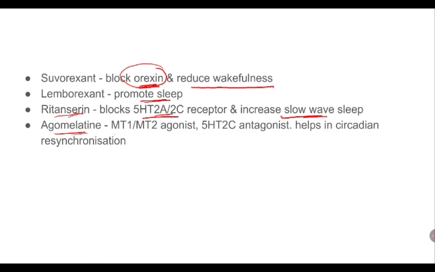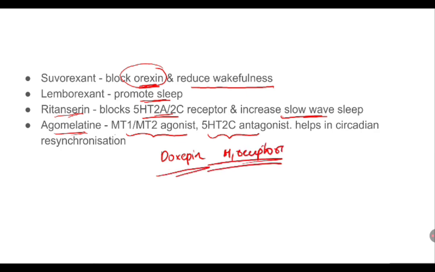It has dual action: agonist action at MT1 and MT2, and antagonist action at 5-HT2C receptors. This also helps in circadian resynchronization. So all these drugs are used as sedative hypnotics, along with one more drug, doxepin, which inhibits the H1 receptor and induces sleep or sedation. Okay, so I hope this session was helpful to crack sedative hypnotics, and we'll see you in the next video. Till then, take care.